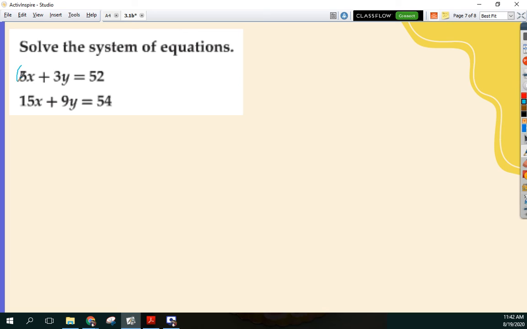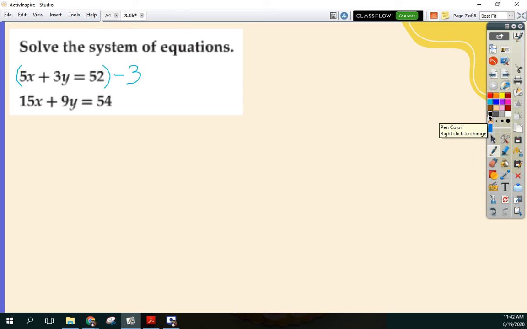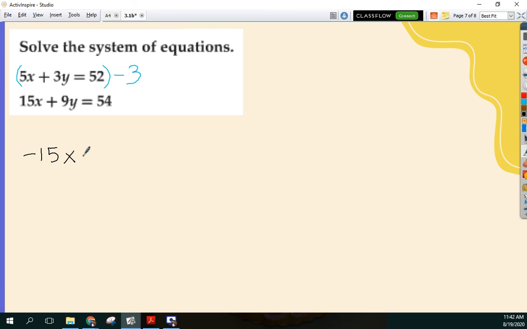So I'm going to go ahead and multiply that first equation by a negative 3 because I want them to be opposite signs. So my first equation is going to turn into negative 15x minus 9y equals negative 156. Rewriting my second equation just as it stands. And some of you might already be ahead of the game and say, oh, those are both opposites. What's going to happen? Well, let's find out.